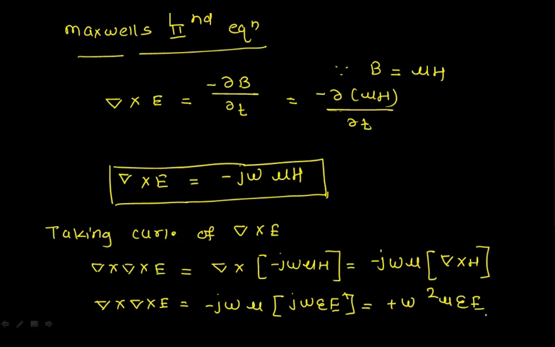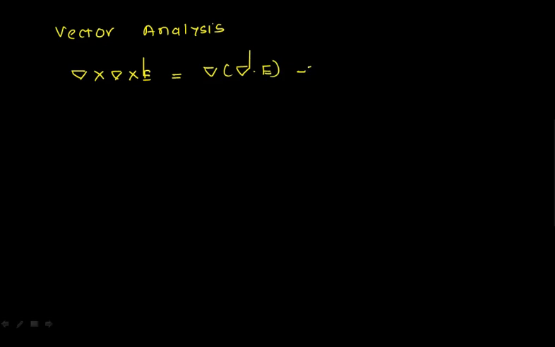Now we know from vector analysis that curl of curl E is equal to del of del dot E minus del square E. So here I have found curl of curl E previously. Now I'll just put these values over there.